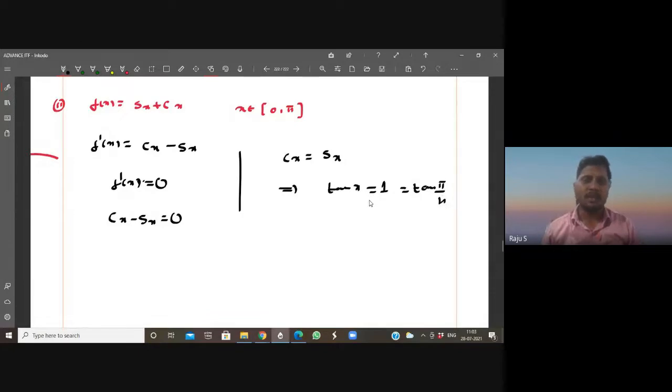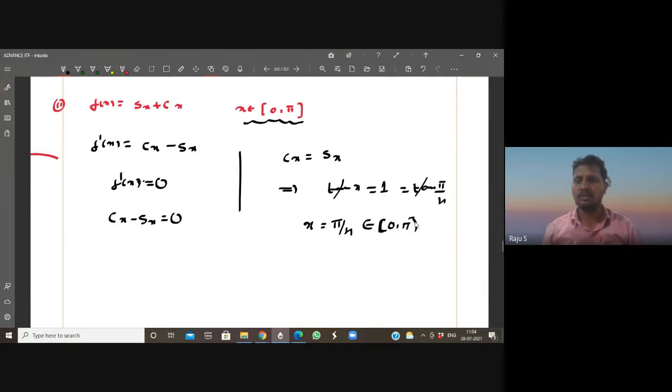Any other value? See, the given interval is just 0 to pi. If it were 0 to 2 pi, then there would exist two critical points. But here, there exists only one critical point. Right? Tan gets cancelled, then x is equal to pi by 4. Tan is positive in the first quadrant and third quadrant, but here the interval is clearly 0 to pi.